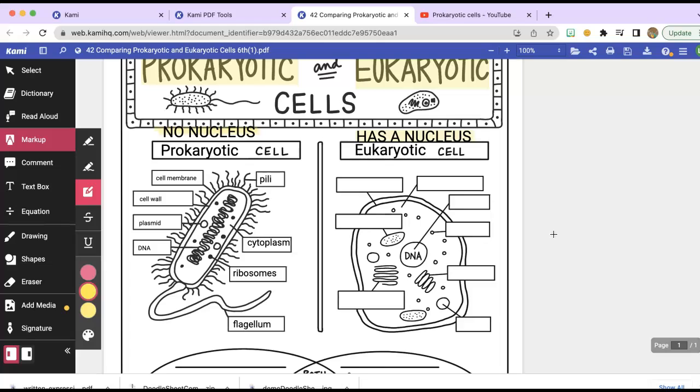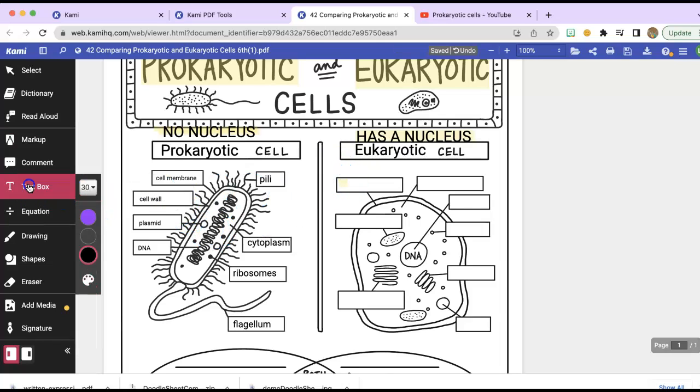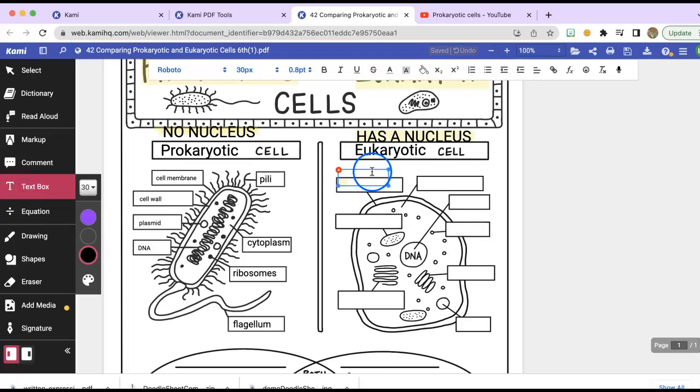Next, we will be labeling this just like we did the prokaryotic cell. We're going to start at the top right here. Oh, maybe not. Let me see if I can just... Yep, here we go. We're going to start at the top. Ignore my highlight right there. You don't need that. That was an accident.